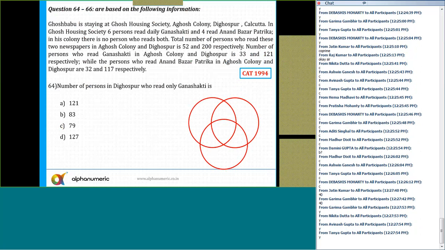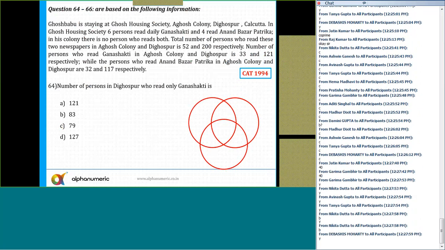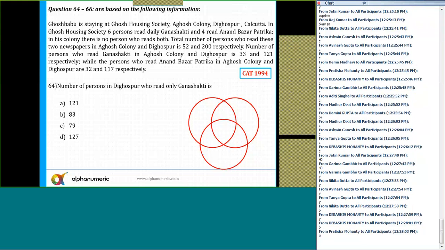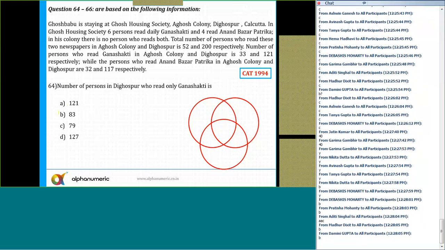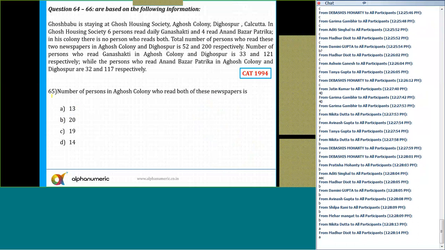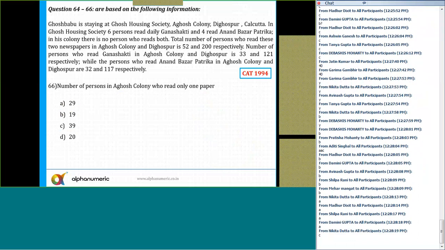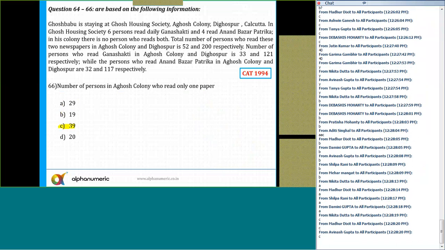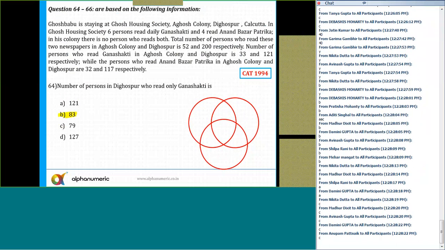Tell me, what is the answer for 64 to 66 here? The correct answer for 64 is option B. That's right. 65, option A. And 66, what is the answer? Option C, 39. All right. Let's do all these questions quickly.